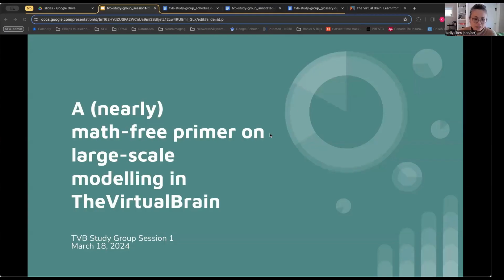Right. So as you can see from the title, we're trying to stay as math-free as possible. Part of the reason for that is I wouldn't consider myself a computational math scientist. I really cannot derive a differential equation for you, but what I can do is try to explain conceptually the foundations for large scale modeling using a virtual brain. And hopefully that's helpful to you.